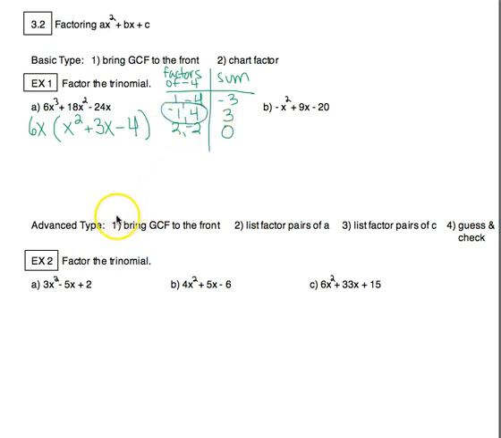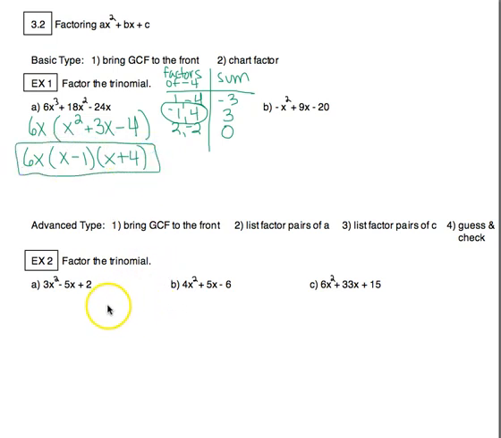Now here's what's really important on this basic type. Don't forget to bring this guy down into the final answer. Your final answer, yes, you're going to have the x minus 1 and the x plus 4, but you also have to have that 6x, because this factored trinomial has 3 factors, one that's a monomial and 2 that are binomials. So make sure all pieces are included in the final answer.